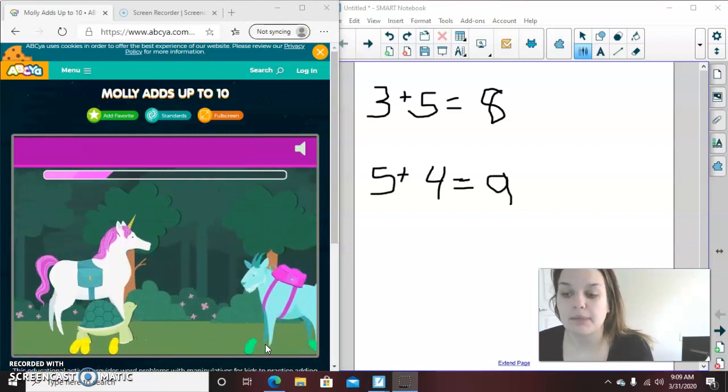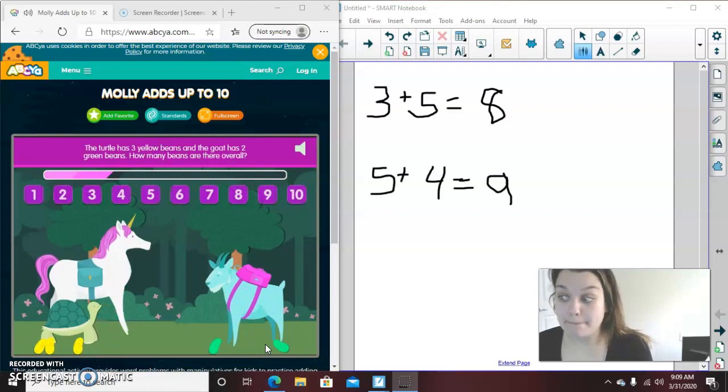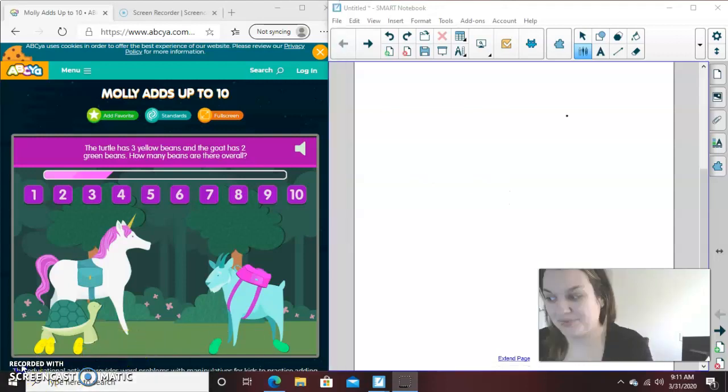Okay, here's our next problem. The turtle has 3 yellow beans, and the goat has 2 green beans. How many beans are there overall? Overall, so all together. So it says the turtle has 3 yellow, which they showed in our picture, and the goat has 2 green, which they also showed in our picture. What I want you to do is pause the video, and I want you to write me a number sentence. Unpause me when you're ready.